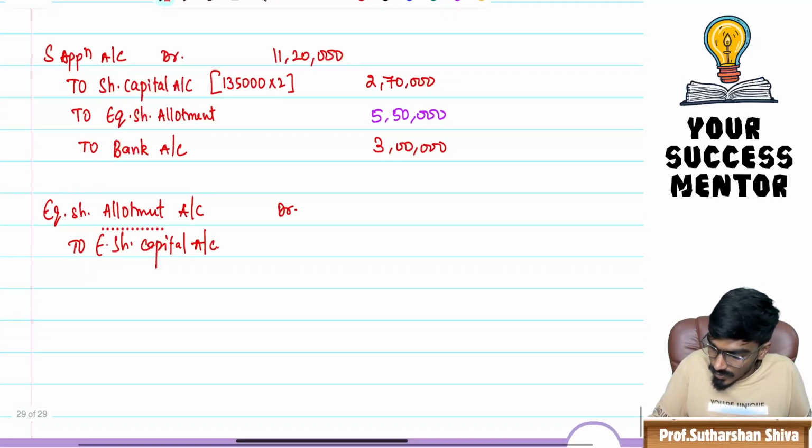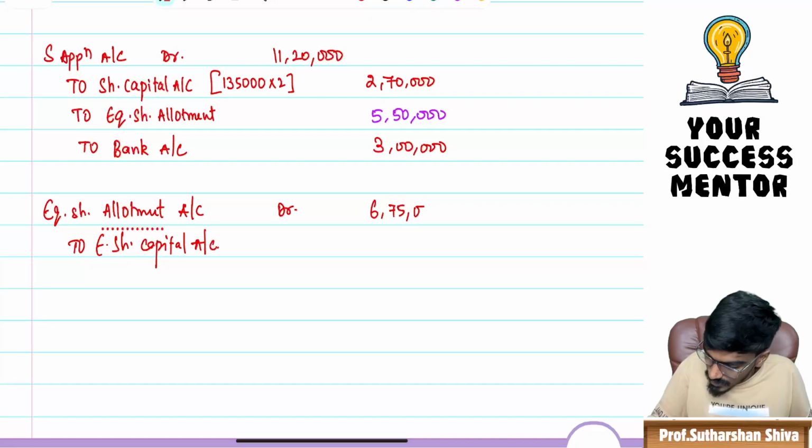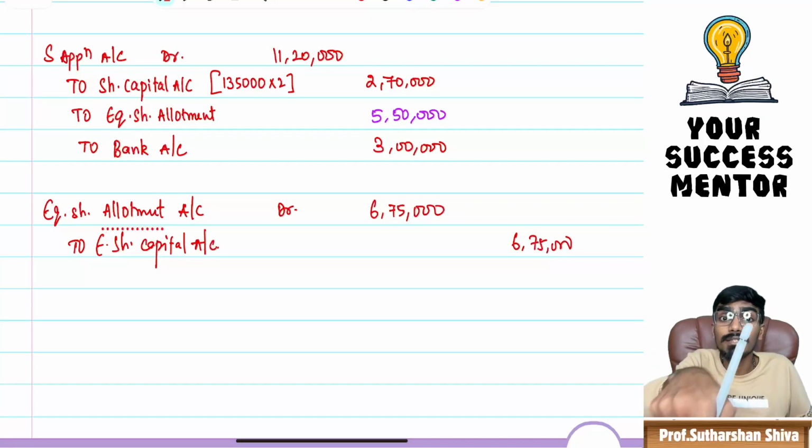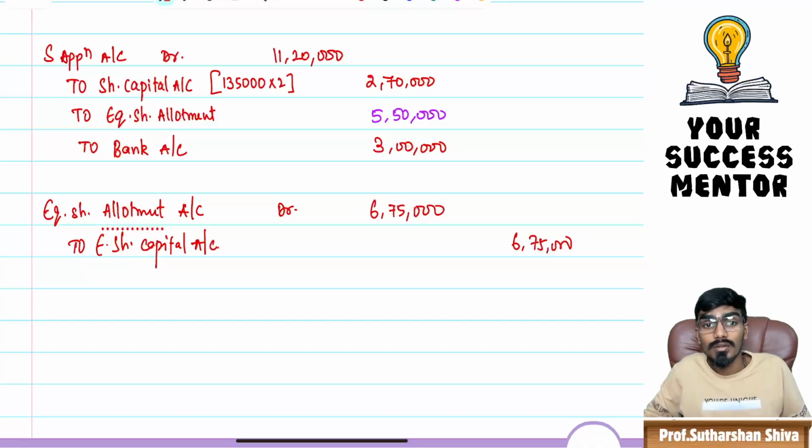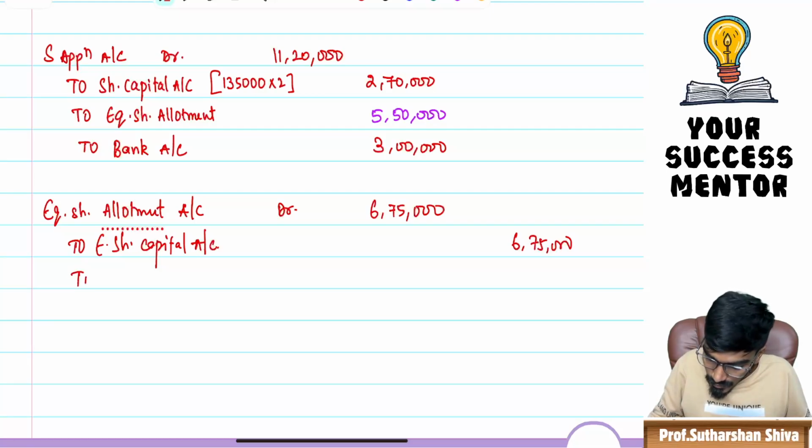It should be 1 lakh 35 into 5. Don't do anything, just write it directly: 6 lakh 75,000. If you write it like 45,000, 6 lakhs, it is wrong. You should remember that. Perfect. This is where the students are committing a mistake.